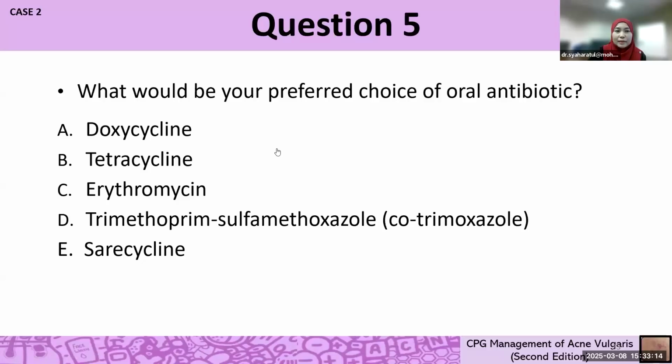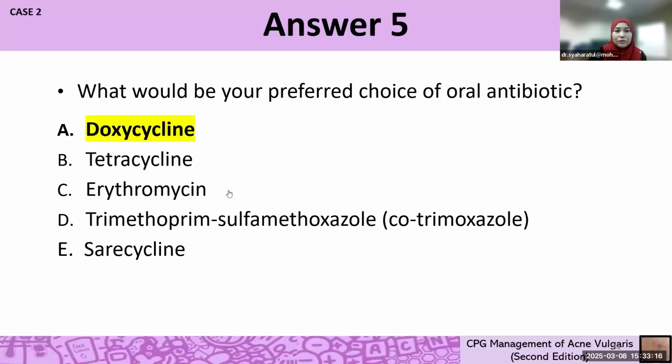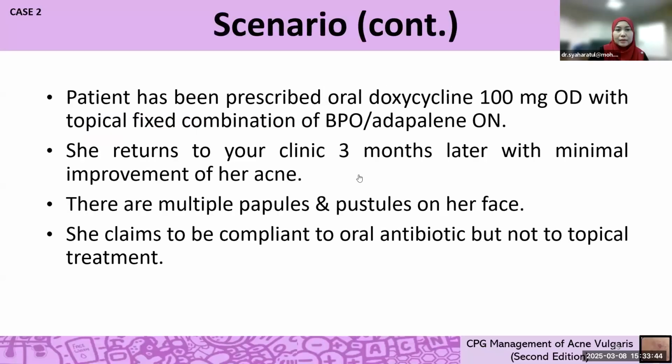So doxycycline. Bactrim we try not to give, because Bactrim has a very high risk of drug allergy. Erythromycin, the rate of resistance is very high, so I would only reserve that for a pregnant patient. And tetracycline is a BD dose, whereas doxycycline you can give daily. So our favorite is actually doxycycline.